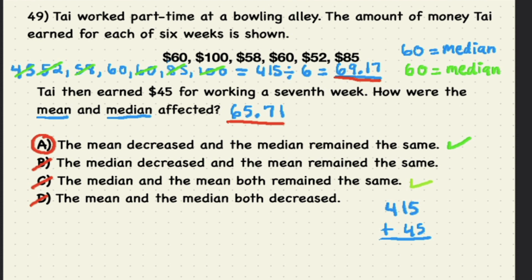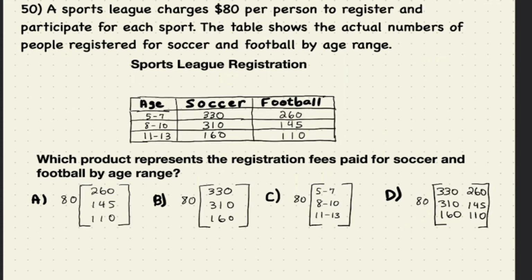And let's go on to the last question, question number 50. Number 50: a sports league charges $80 per person to register and participate for each sport. The table shows the actual numbers of people registered for soccer and football by age range. And so we have the sports league registration table here. So we have the ages here, and then we have the soccer and football. Then the question asks, which product represents the registration fees paid for soccer and football by age range?